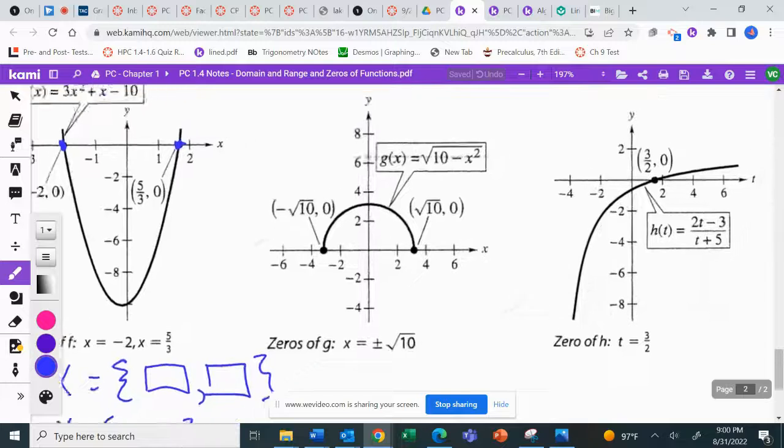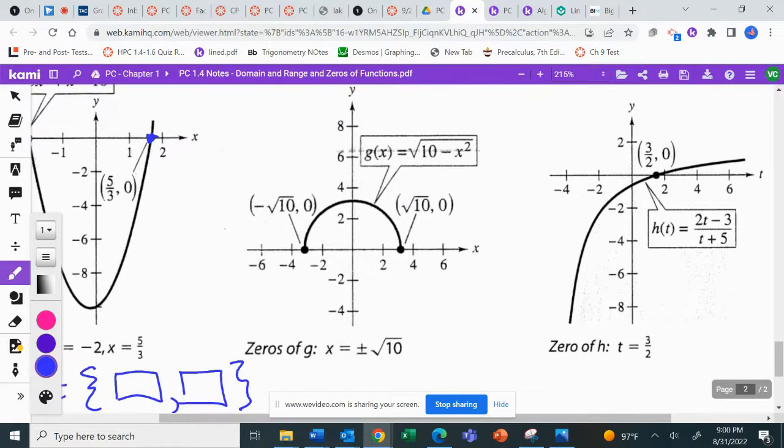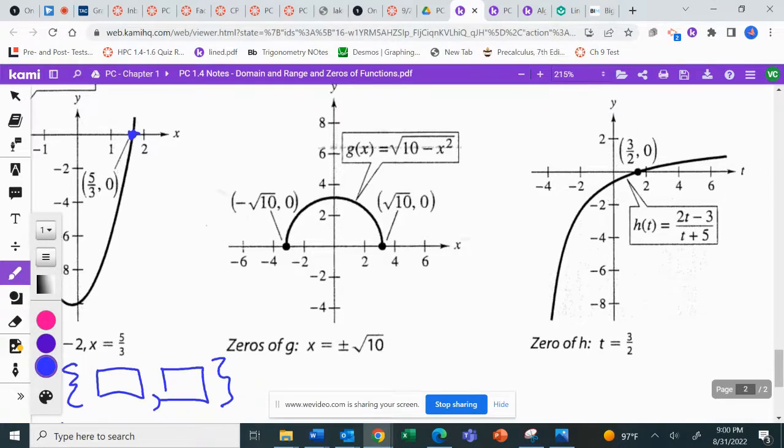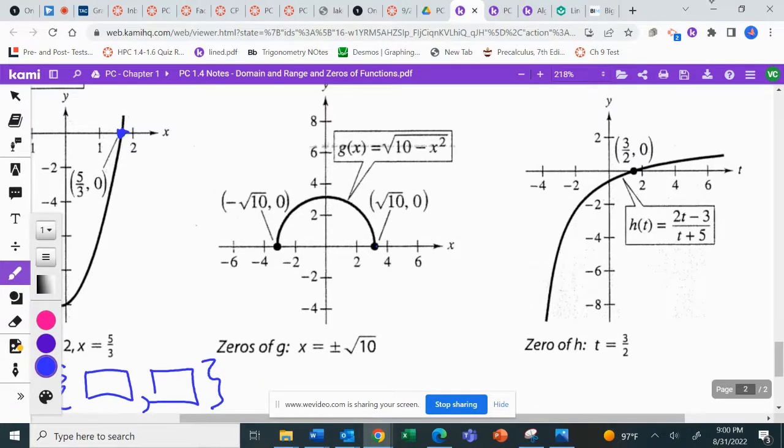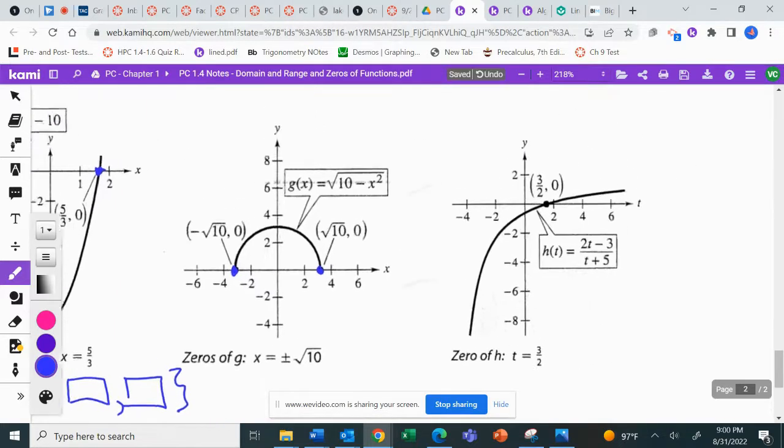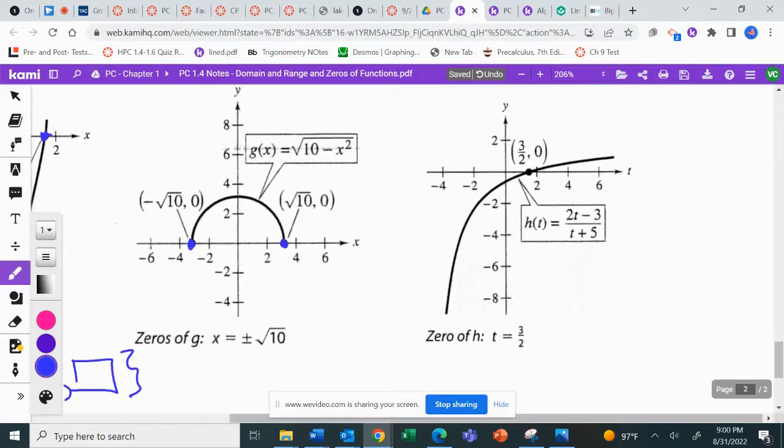Anyway, and then for this one, we had the zeros at plus and minus square root 10. This one was the square root, so it was a positive square root, and it ends up being a circle. So we've got half a circle here, since it's positive, it's not plus and minus. And then the x-intercepts are at negative square root 10, positive square root 10. And then this third one, this rational function, we just have this one x-intercept at 3/2, 0. So that is our only 0.